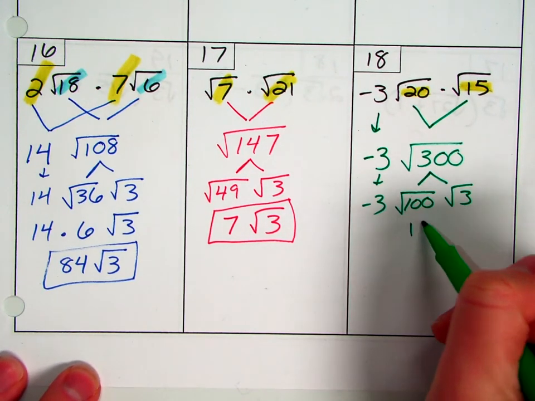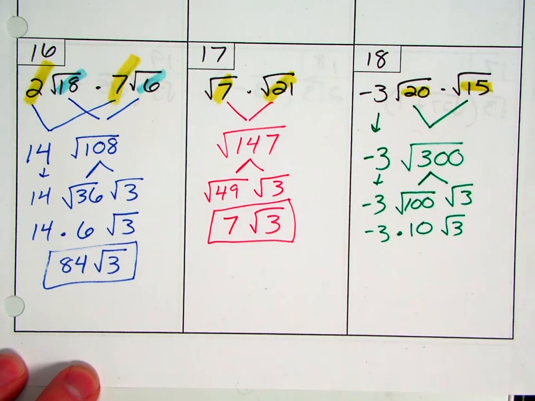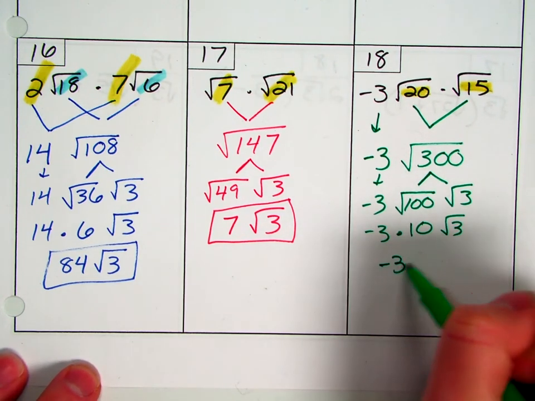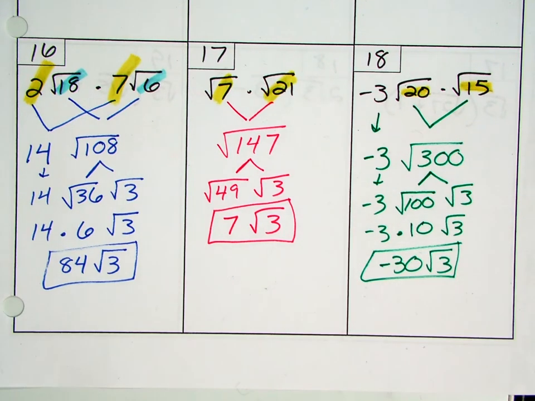The square root of 100 is 10. Still bring all the other pieces down, and remember there's multiplication between those first two numbers, so your final answer is negative 30 square root of 3. All right, let's go to the back side.